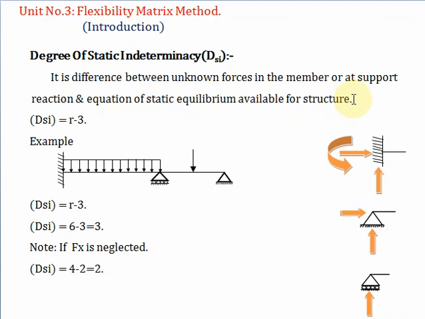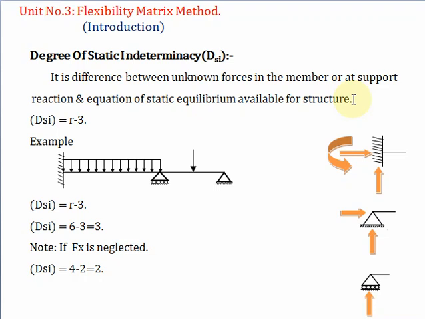Okay, now in case of beam, we say that beam is statically determinate internally. So to find out degree of static indeterminacy, generally there are two values. One is external indeterminacy and second one is internal indeterminacy. The external indeterminacy depends upon the support reaction, whereas internally it depends upon the members. So for beam we only consider the external indeterminacy, and in case of trusses we consider both internal as well as external.